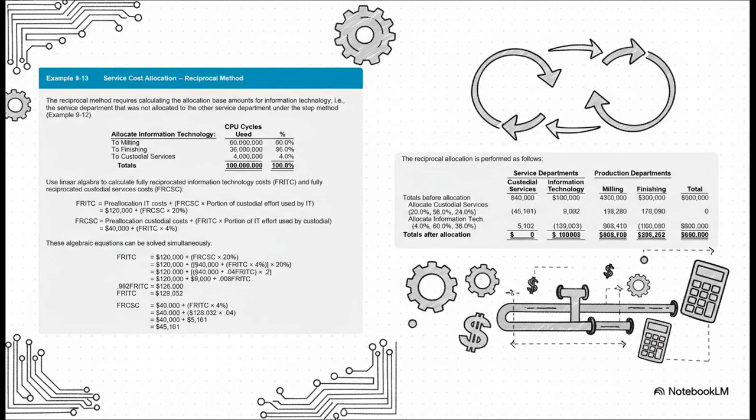So on the left, you can see the kind of equations we're talking about. And on the right, you see the result. Look at that. IT allocates costs to custodial, and custodial allocates costs right back to IT. Every single interaction is accounted for, which gives you the most accurate possible final costs for milling and finishing. It's complicated for sure, but it gets you the closest to what's really happening.